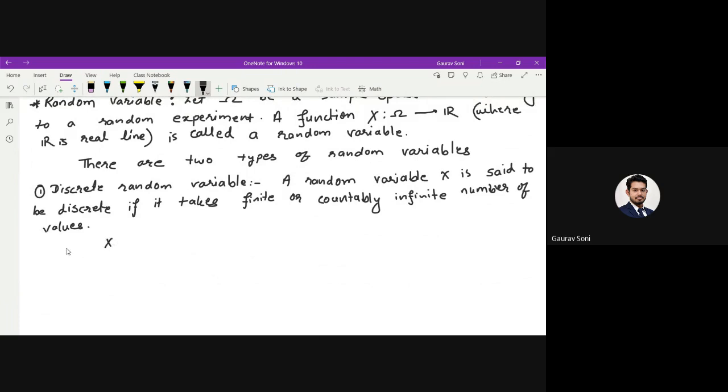So for an example, one x could be of the form omega 1, omega 2, omega 3 up to omega n. So in whichever cases x takes the values from 1 to n, that is a discrete random variable. Any other type?